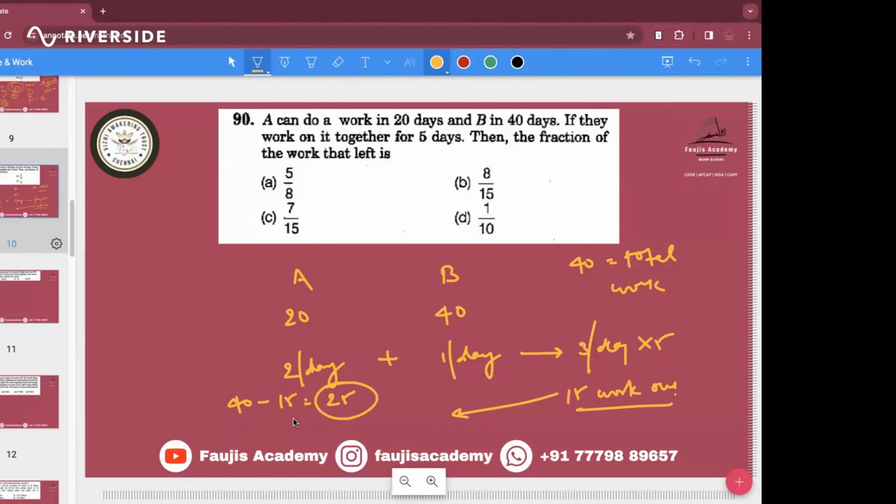Then what fraction have they asked? So 25 remaining out of what number? 40. And how much is that when you simplify it? 5 by 8. 5 and 8. So which one is your answer, guys? Option A, sir. Yes. Option A. You see how easy it is.